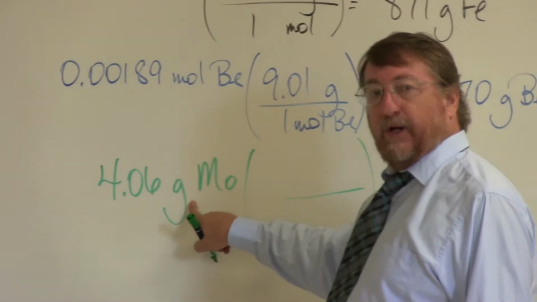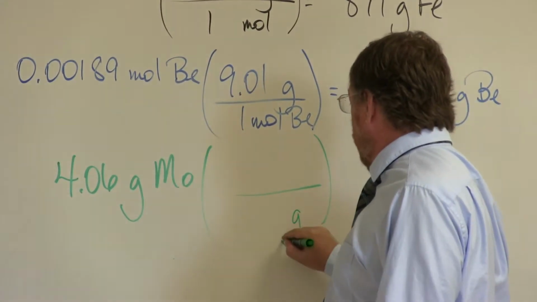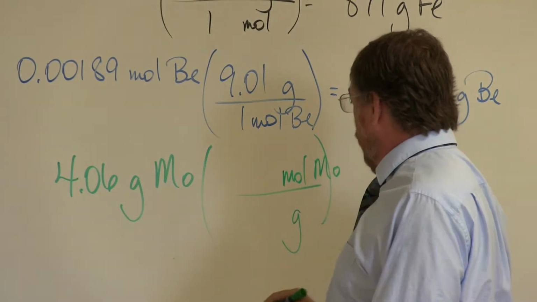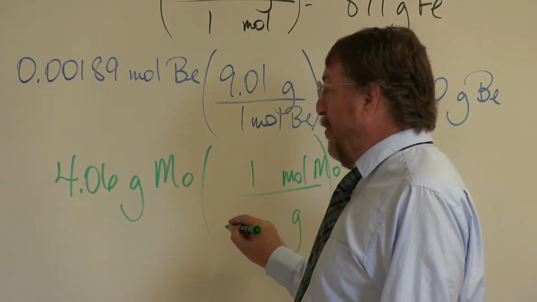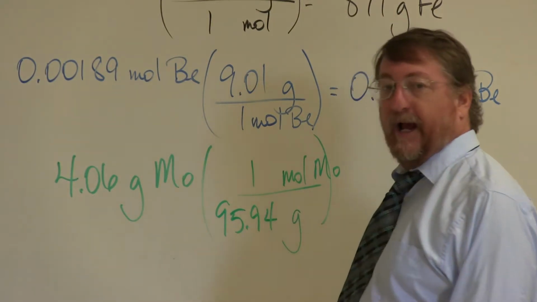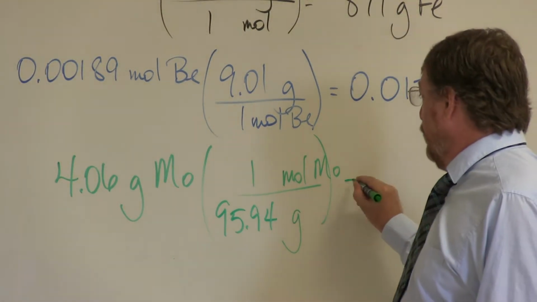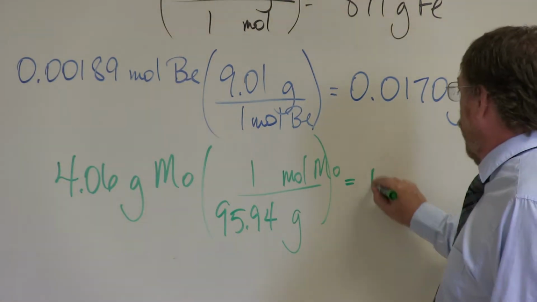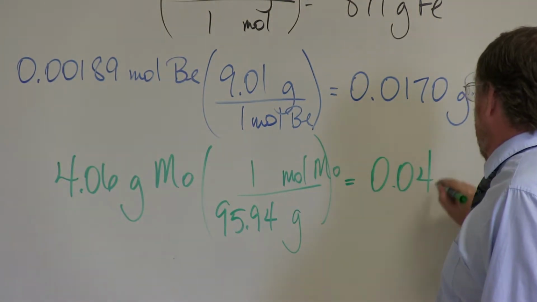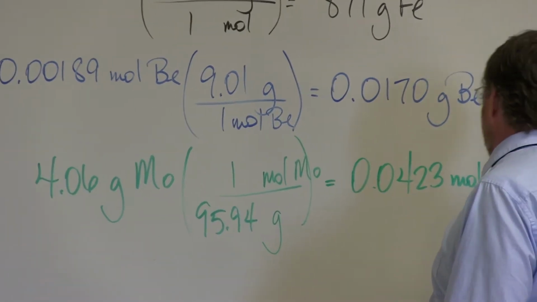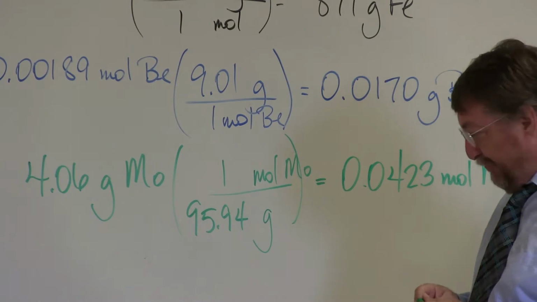Well, we've got grams as our unit here, so we're going to bring that to the bottom, and we're going to have moles of molybdenum. Every mole of molybdenum will weigh 95.94 grams, since that's the average atomic mass. Plug that into the calculator, and we're going to get 0.0423 moles of molybdenum.